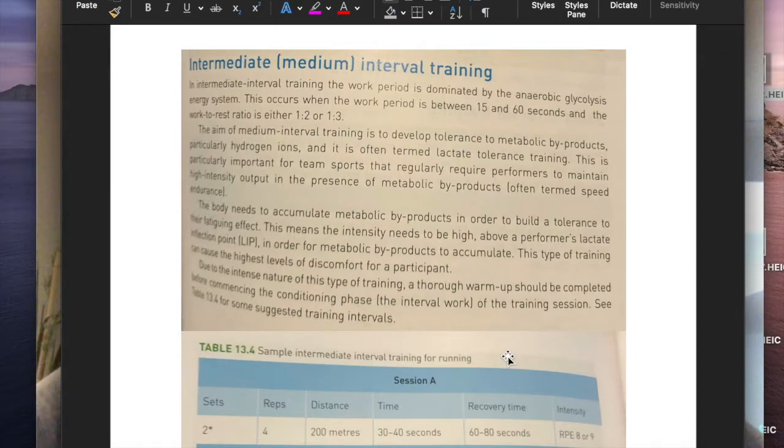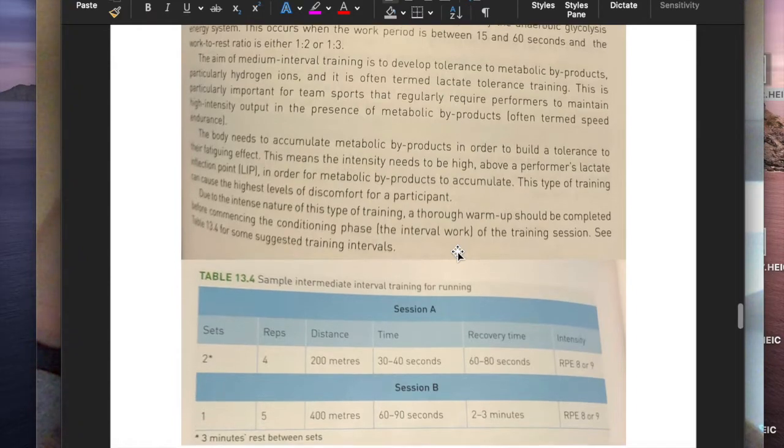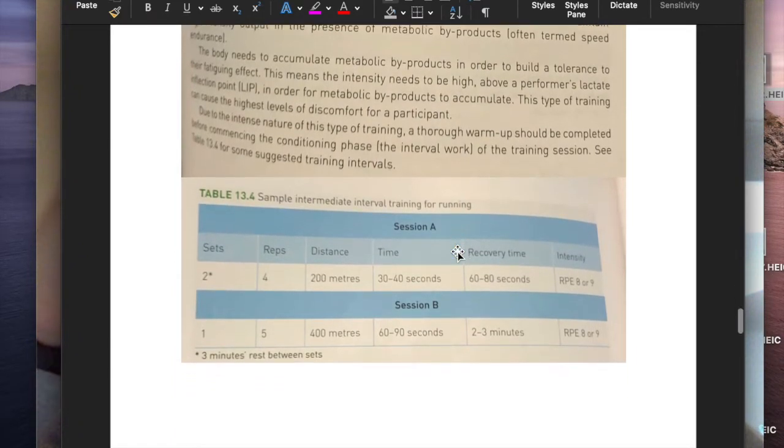If it's longer than that, we're starting to train the wrong energy systems here. This one here is about developing a tolerance to hydrogen ions and lactate. So it's about building it up and making the athlete work through that. This is sometimes known as speed endurance. The body will accumulate to building up a tolerance and will be working above the lactate inflection point for this one. And it is a very intense natured workout.